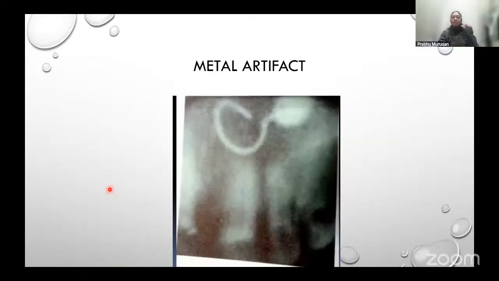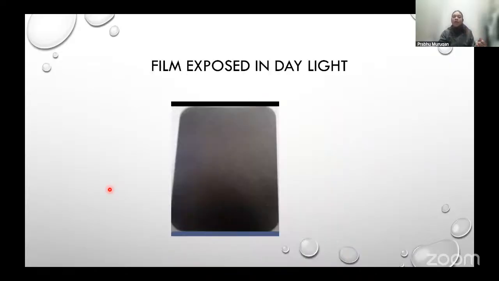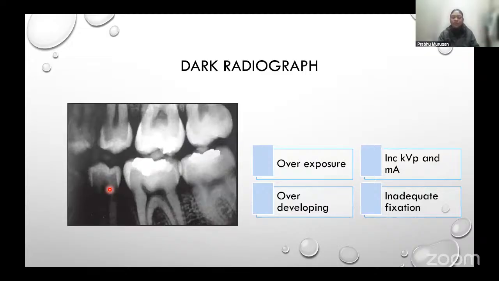Metal artifacts, because of any kind of appliances or anything, can be cast. Film exposed in daylight before processing: if you open the X-ray film in white light before dipping it in the processing solution, the film will be exposed to the daylight, so you cannot use that film after that.